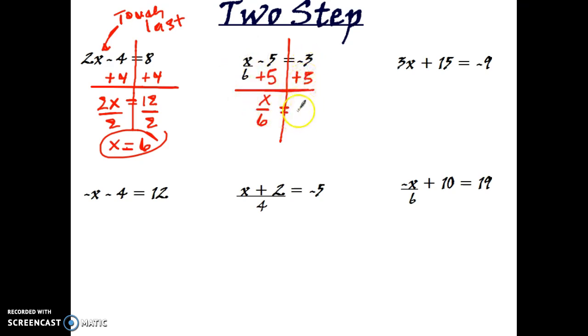Negative 3 plus 5 is a positive 2. Multiply both sides by 6, or use your dot. Cancel out. Got to cancel over here. Miss O'Neill, stop forgetting to cancel. Model for these kids. X is equal to 12.